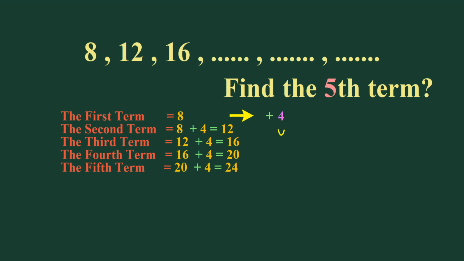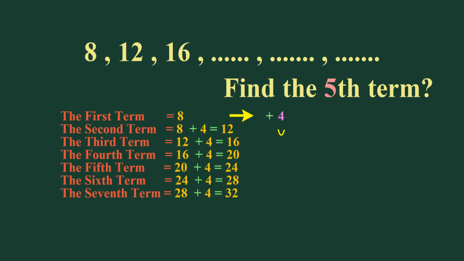By the same method, we can get the sixth term, which equals 24 plus 4, which equals 28. And the seventh term is equal to 28 plus 4, which equals 32. And in our problem, the required term is the 5th term, which equals 24. And this was the manual method solution for this problem.